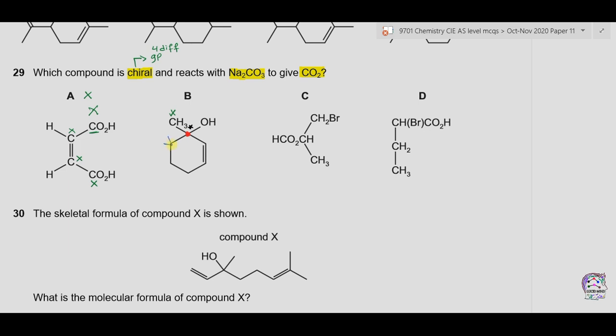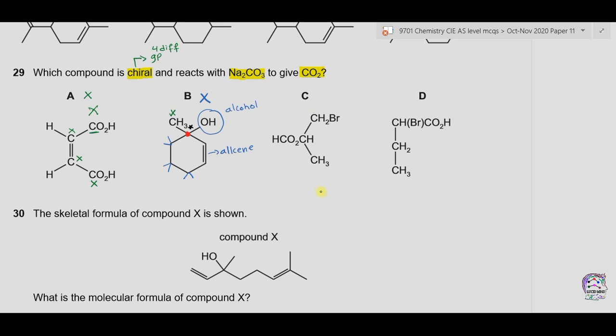This carbon is making 2 bonds with hydrogen, so it is not chiral. Again, 2 hydrogen atoms are attached, 2 with this one. This is making a double bond. So only one carbon is chiral, which is shown by the red dot. Now in B, we can see that the functional group attached is alcohol and alkene. Both alcohol and alkene do not give carbon dioxide with sodium carbonate, so therefore B is incorrect.